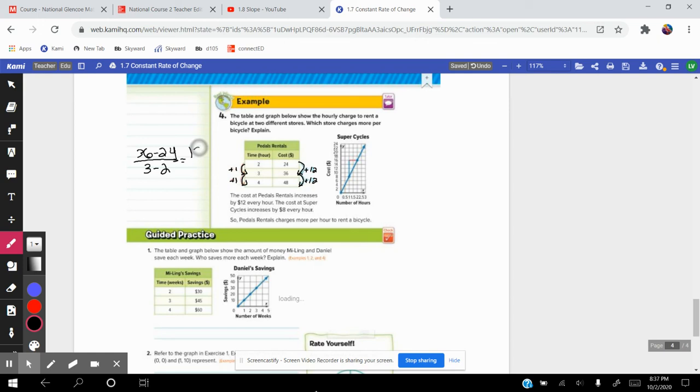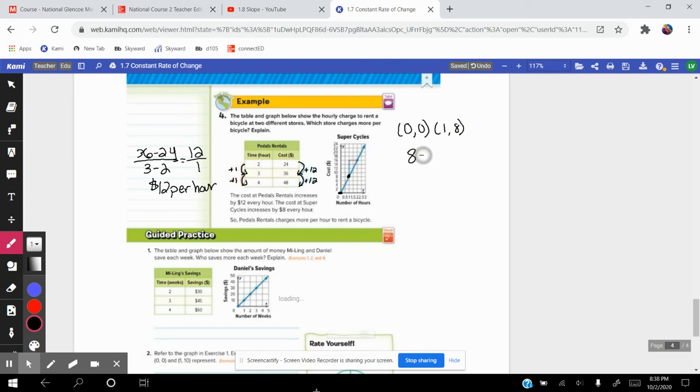36 minus 24 is 12, divided by 3 minus 2, which is 1. So this is saying that it is $12 per hour to rent. So now let's find out for Supercycles. We have the ordered pairs 0, 0 and 1, 8. So 0, 0 and 1, 8.